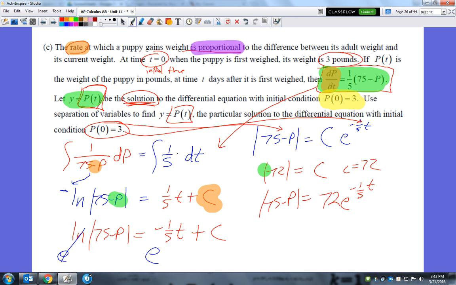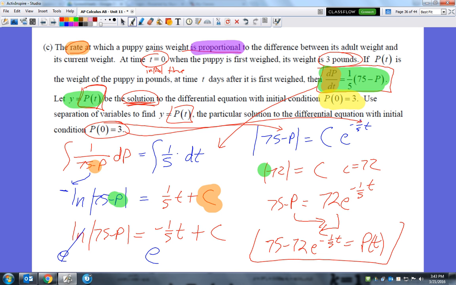Alright, so looking at this, the only thing that I have to do at the very end is get p by itself. So I'm going to move stuff over. I can lift the absolute value off right now because it was a positive interpretation. So rewriting it, 75 minus p. And then I can move over the p to the right and subtract all this so that I get 75 minus 72 e to the negative 1/5 t is equal to p, or p of t.